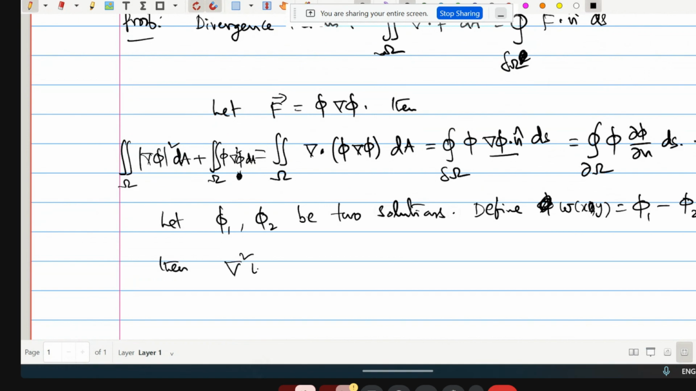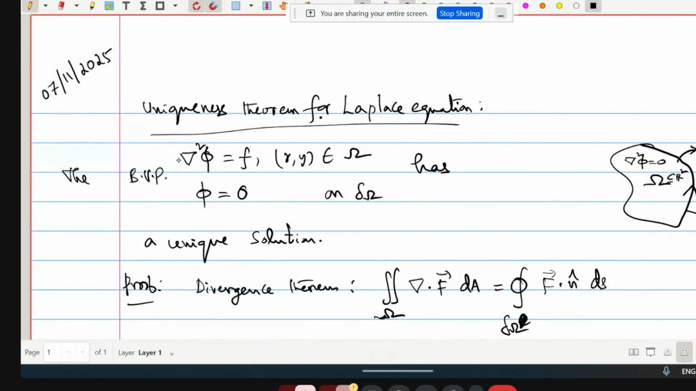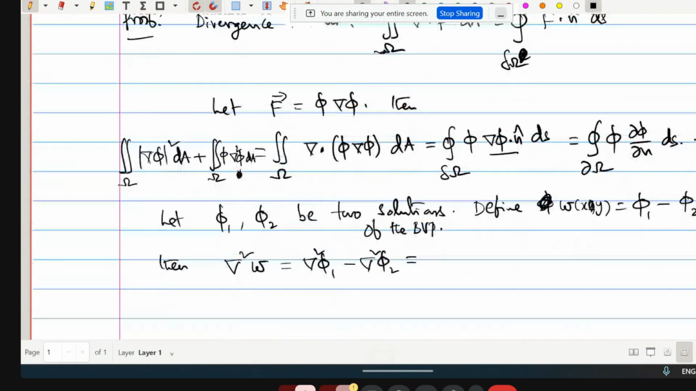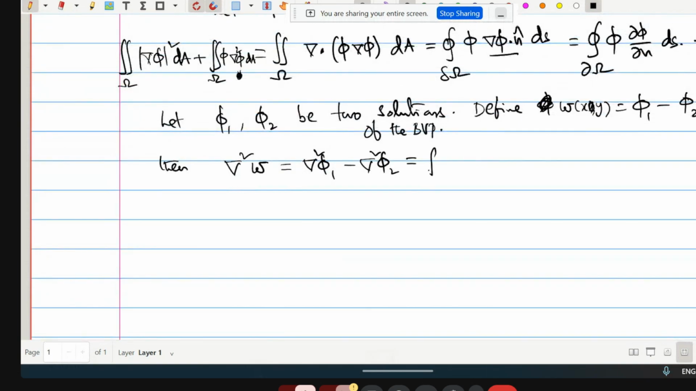Del square w is equal to del square phi1 minus del square phi2, because there are two solutions, right? Two solutions of the boundary value problem. That's what we mean, right? This is our boundary value problem, so del square phi equal to f. So here you have two solutions, f minus f, which is equal to 0 in omega.